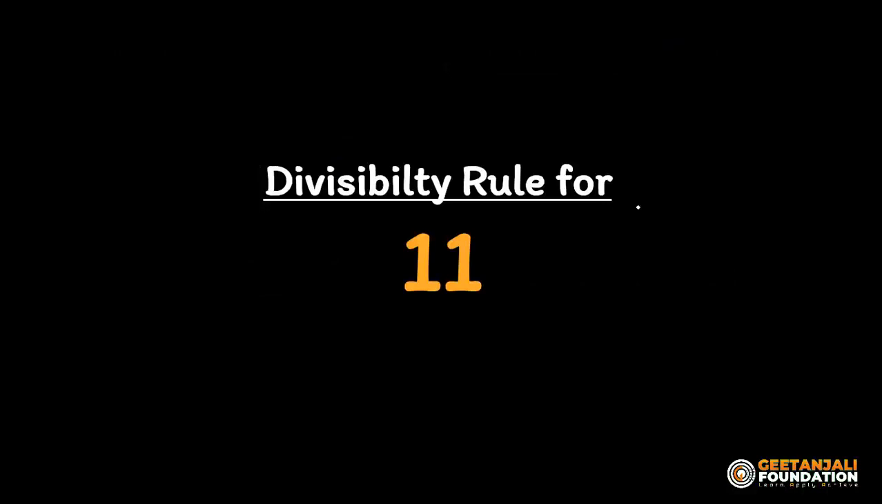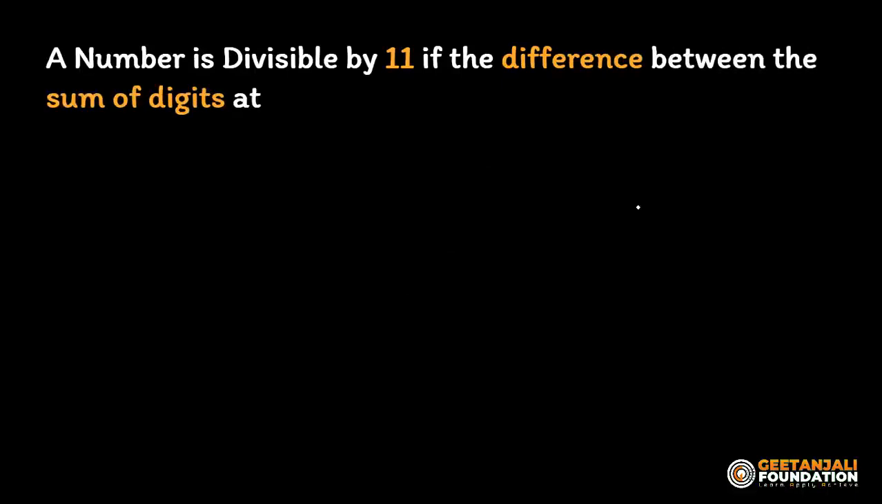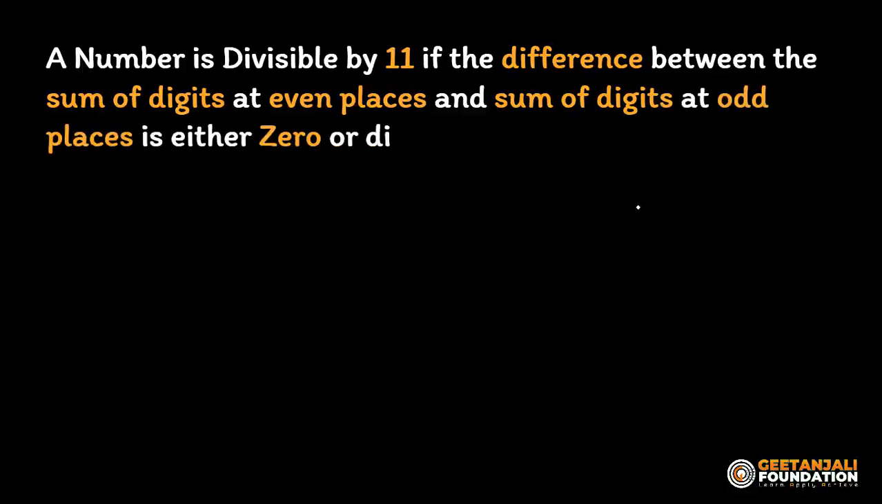Now the divisibility rule for 11. A number is divisible by 11 if the difference between the sum of digits at even places and the sum of digits at odd places is either 0 or divisible by 11. So the first thing you need to do is, whenever a number is there, you have to segregate its even place digits and odd place digits. For example, the number is 961631. You have to check its divisibility by 11.